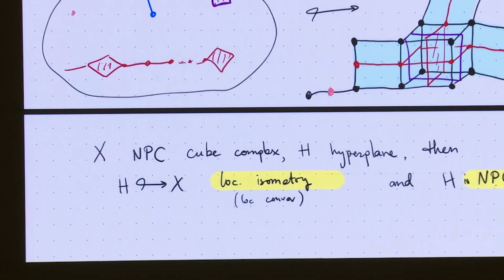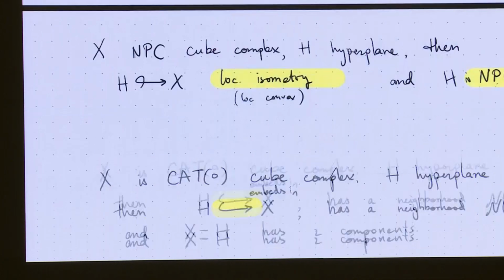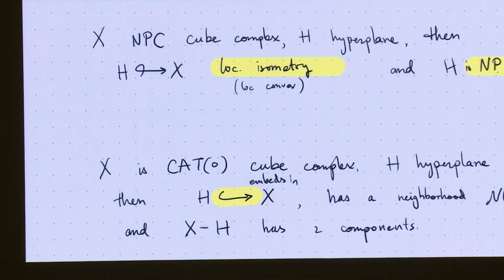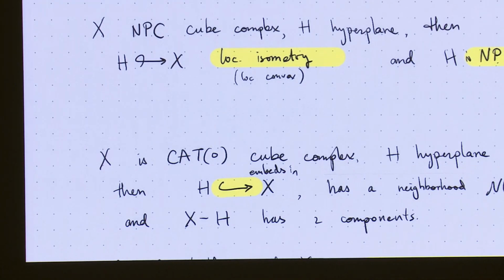You see here this doesn't embed, right? This red thing cuts itself. So if X was CAT(0), obviously this is not CAT(0). We saw it's not simply connected.